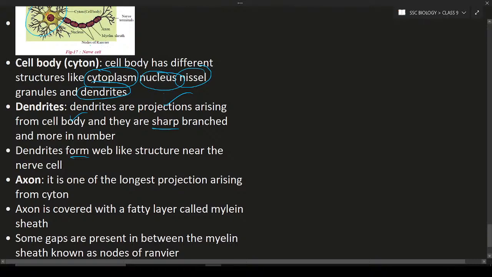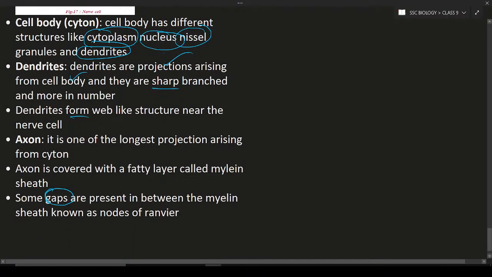They are known as myelin sheaths, and in between the myelin sheaths you can see interruptions, or small gaps. These small gaps present between the myelin sheaths are known as nodes of Ranvier.